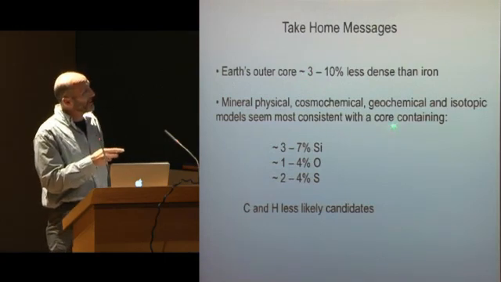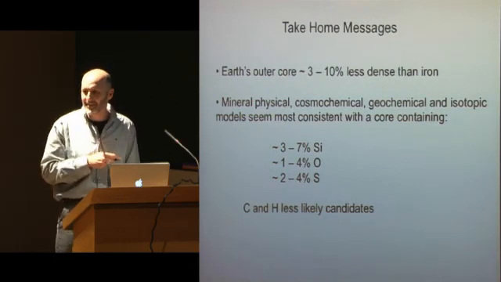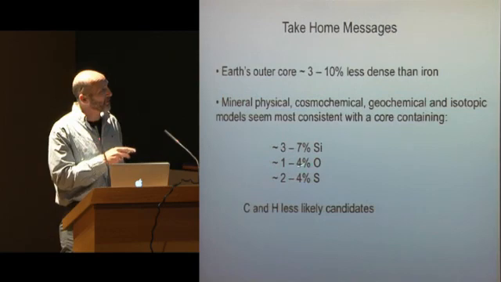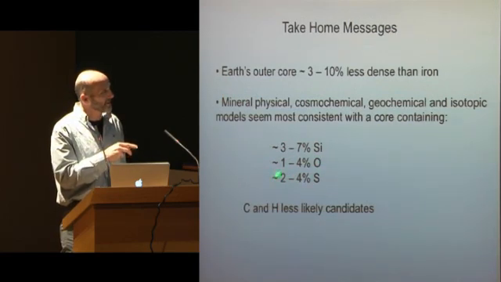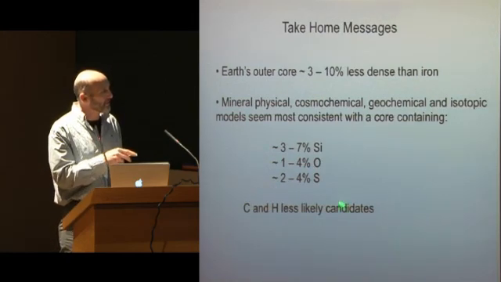But at the end of the day, and the take-home message is that silica seems to be leading the pack now. Probably around 3 to 7% silica would be a guess in the outer core, maybe 1 to 4% oxygen, and I would maybe take that down a little bit, a couple percent sulfur on the basis of the cosmochemical arguments, and these guys are less likely.